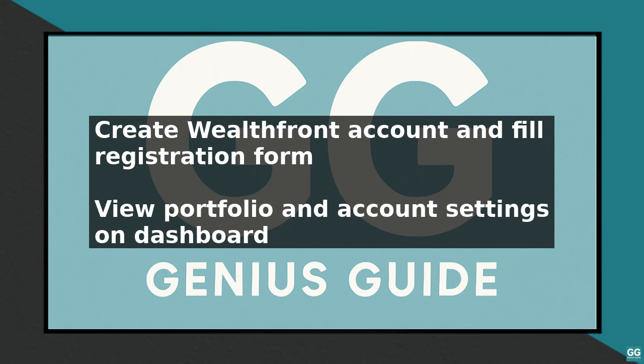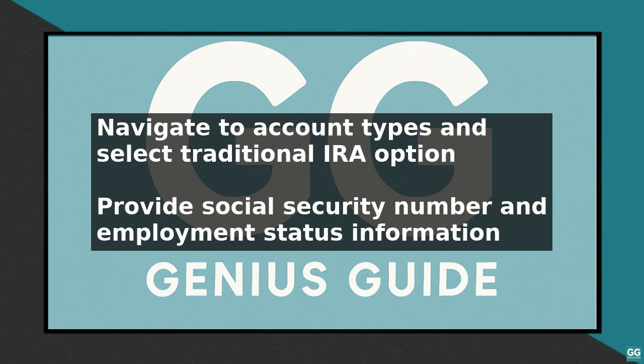After you've provided the necessary information, you'll be shown the contribution limits for the current year. The IRS sets these limits, and they may change from year to year. For the current year, the contribution limit is a certain amount, and if you're 50 or older, you may be eligible to make an additional catch-up contribution.